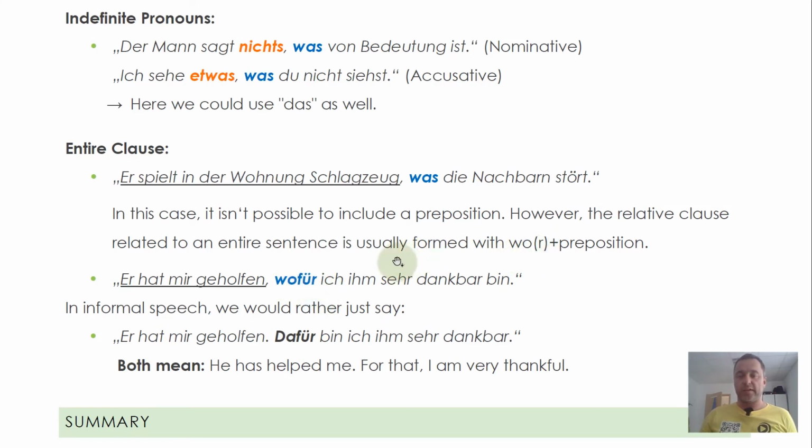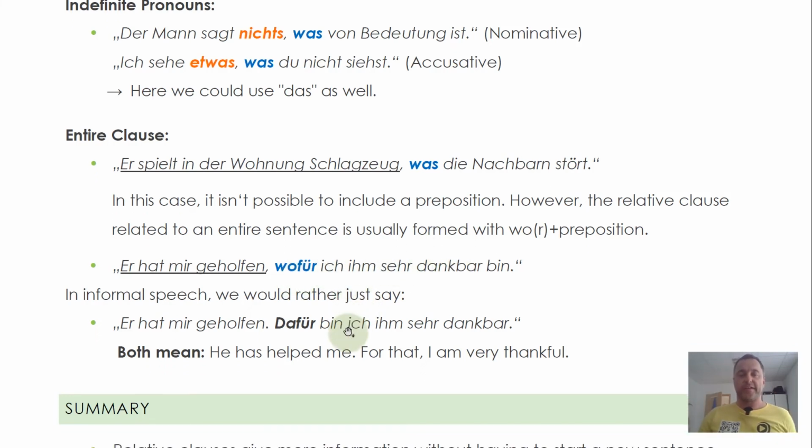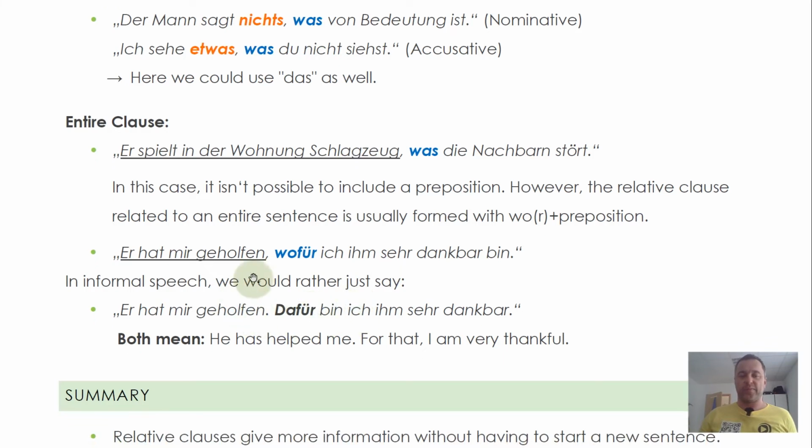The R is only added if the preposition starts with a vowel, so A, E, I, O, or U. If not, like here, no R. More about this also in the relative pronouns video. Here I just want to add that in informal speech, instead of saying this, we would probably rather say, er hat mir geholfen, dafür bin ich ihm sehr dankbar. Both mean the exact same thing. He has helped me. For that, I'm very thankful.